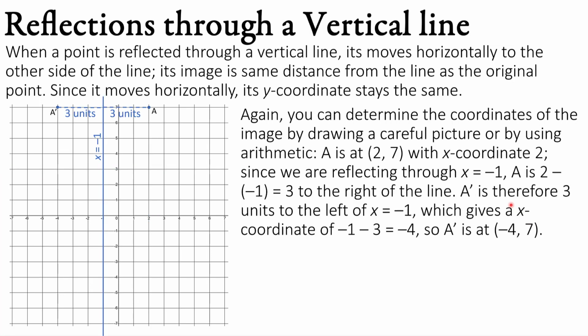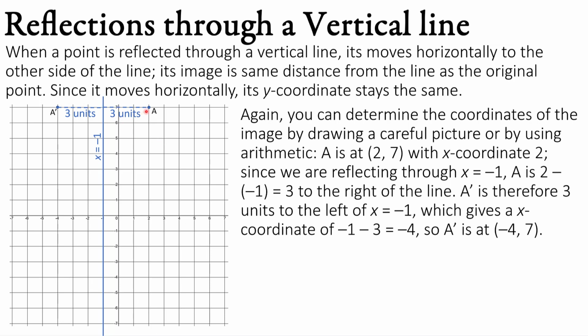Reflecting through a vertical line is very similar. The only differences are the equation of the line is now going to be x equals a constant, and the point is going to move horizontally across this vertical line. So here we have the point A. We could draw a careful picture, realize it's 3 units from this line, and so its image is 3 units from the line on the other side.